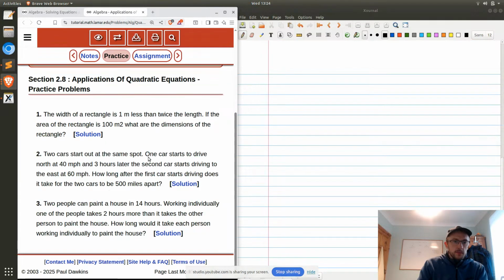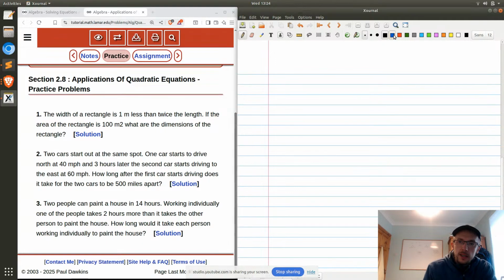Problem 2. Okay. 2 cars start out at the same spot. One car starts to drive north at 40 miles per hour. And 3 hours later, the second car starts driving to the east at 60 miles per hour. How long after the first car starts driving does it take for the 2 cars to be 500 miles apart?